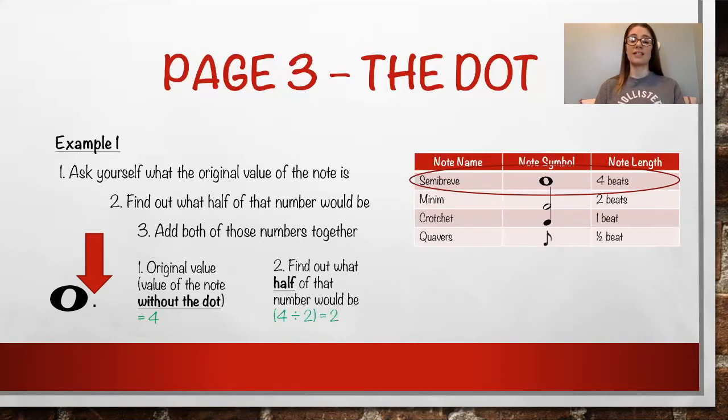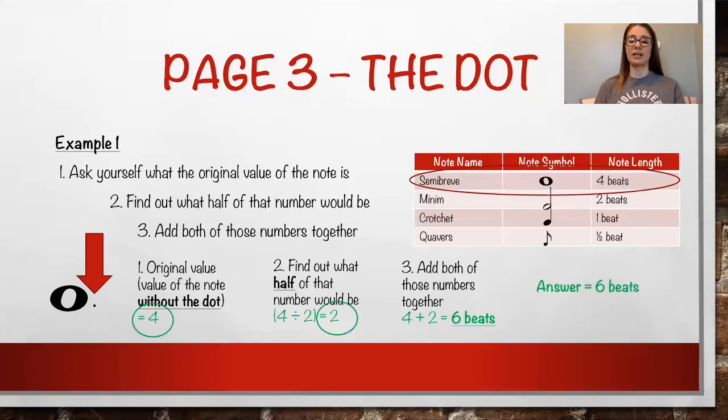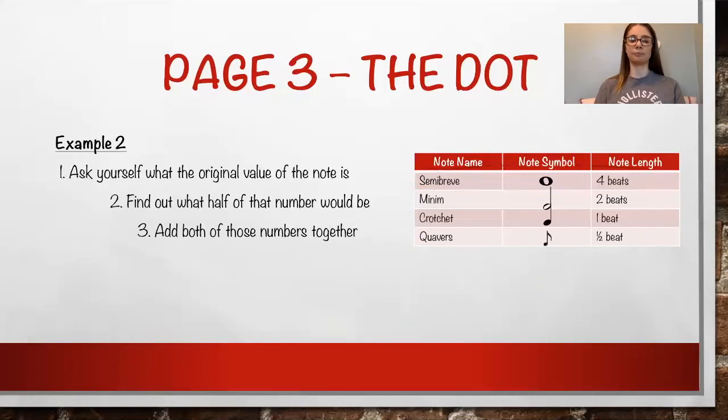Step 2 is to find out what half of that number would be. So we take our 4, divide it by 2, which gives us 2 beats. Step 3 is simply to add both of these numbers together. So 4 beats, our original number, plus 2 beats, which is half of that number, in total gives us 6 beats. The answer then is 6 beats.